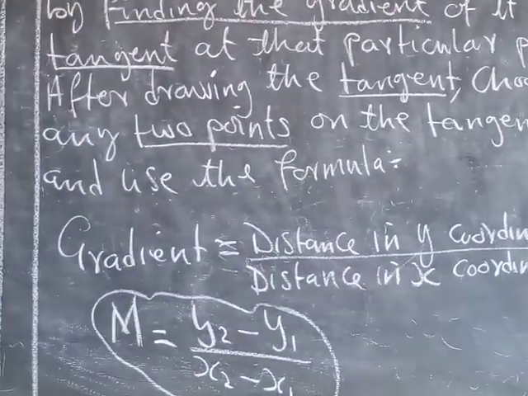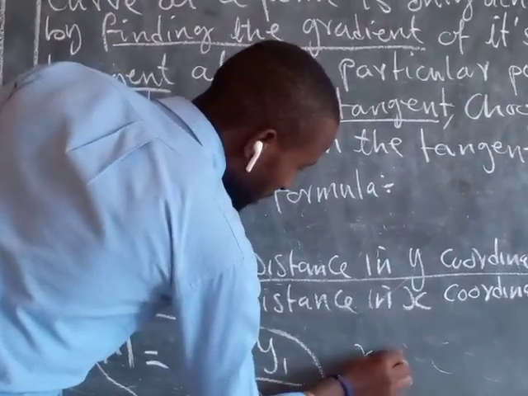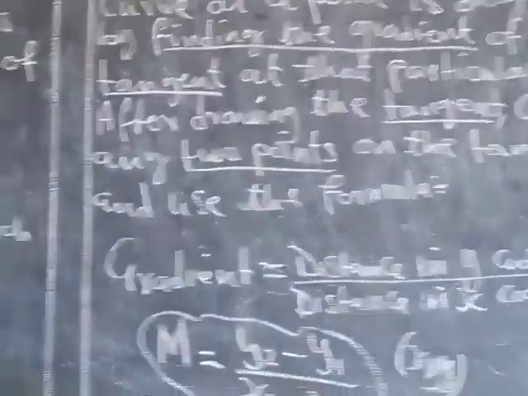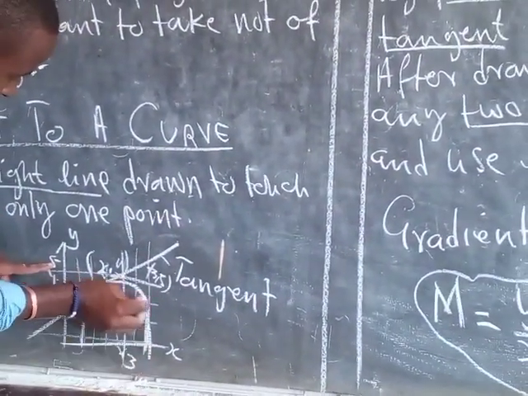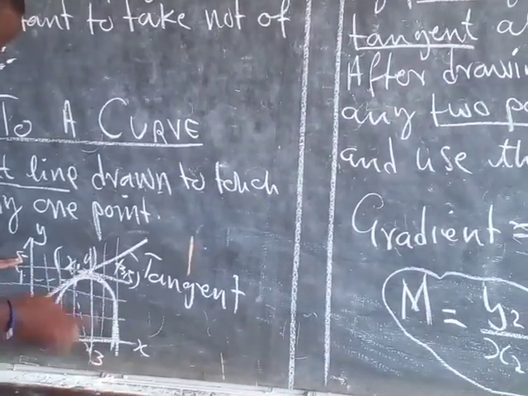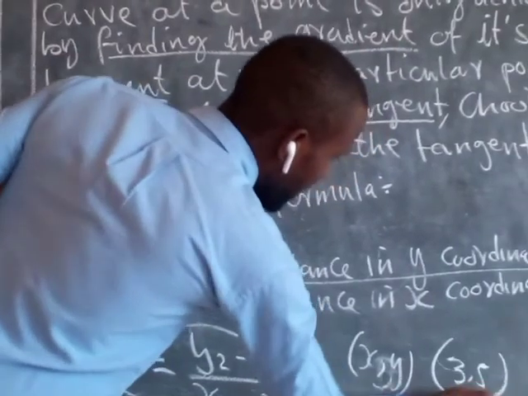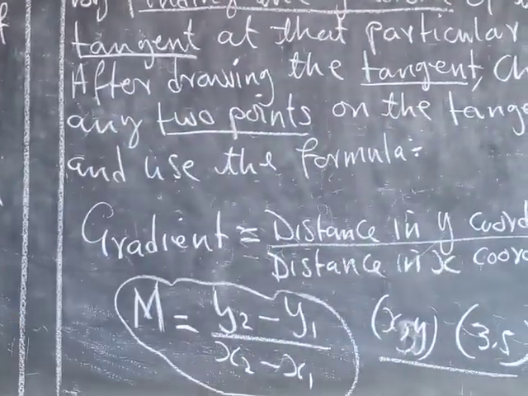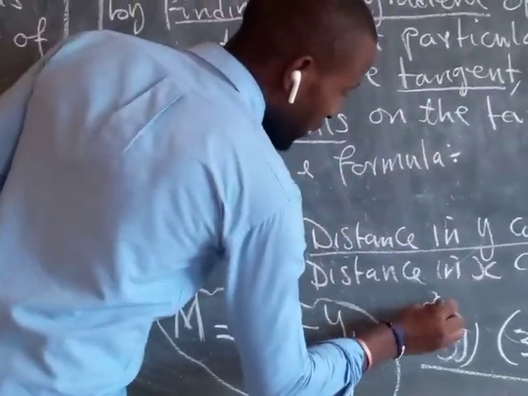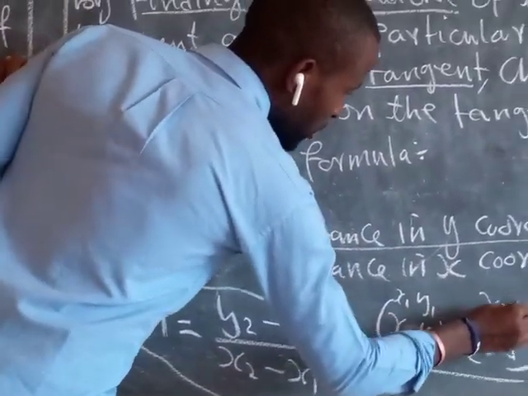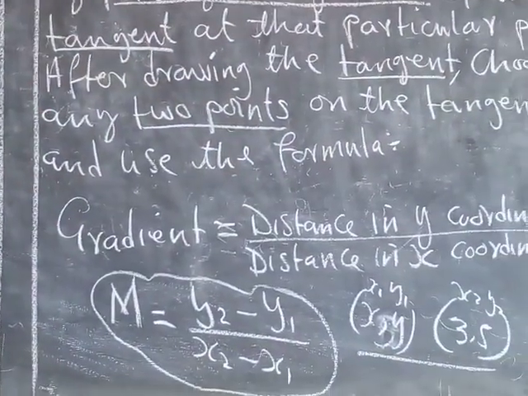So the points should be x, y, and like we have said here, 3, 5 is inside the curve, so I'm going to use 3, 5 as my second point. These 2 points will enable me to find the gradient by naming them x1, y1, x2, y2, and just replacing in the formula, and you get your answer accurately.